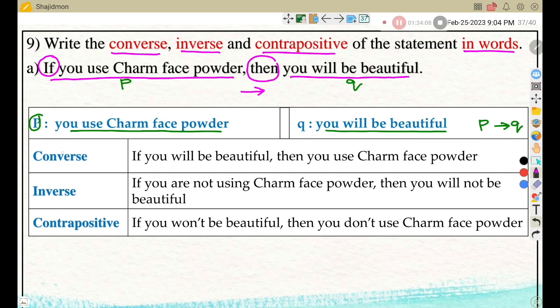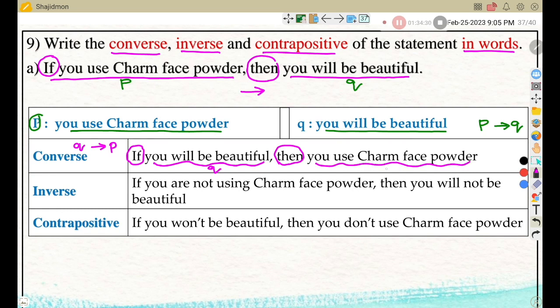Now we need to write the converse, inverse, and contrapositive. So first write converse. Converse means what we need to write? Q implies P. We need to reverse just before we discussed it, correct? Q write first, then arrow mark P. So how to write that one? Arrow mark means if. We need to start with if. You will be beautiful. That is Q statement. Then, correct? If and then means arrow mark.